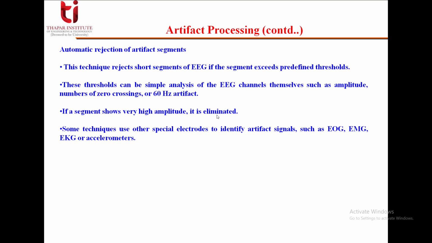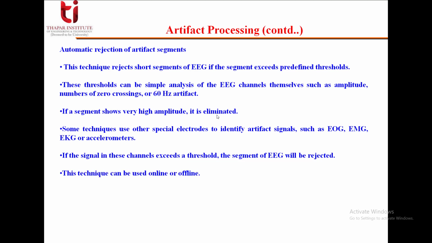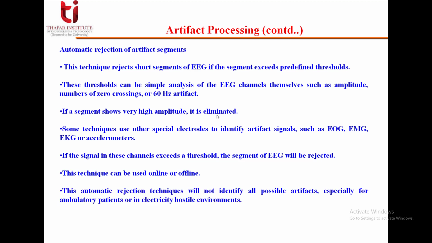Some techniques use other special electrodes to identify artifact signals, such as electrooculogram, electromyogram, electrocardiogram, or accelerometers. If the signal in these channels exceeds a threshold, that segment of the particular EEG signal will be rejected. So this technique can be used online as well as offline.